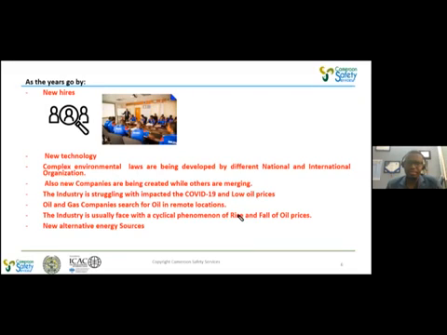Also, there have been complex environmental laws. Governments of countries and international organizations have developed laws which oil and gas companies have to comply with in order to operate, such as waste disposal. Oil and gas activities create a lot of waste in the form of gas, liquid, and many other forms. So environmental laws have been created for these companies to comply with, in order not to impact the environment through oil and gas drilling and production.